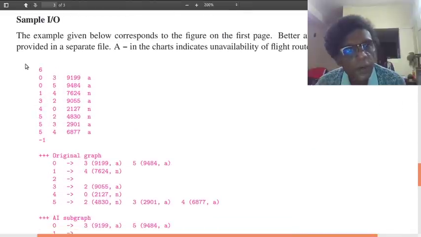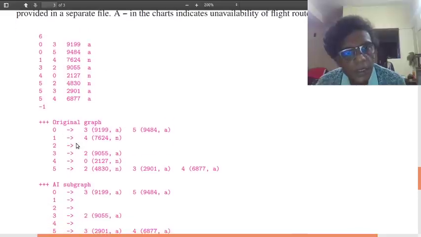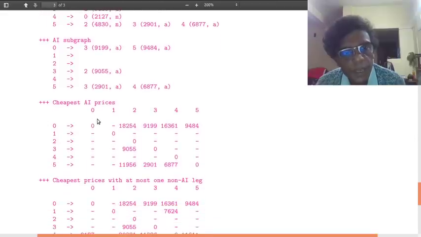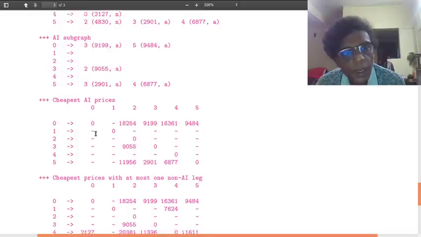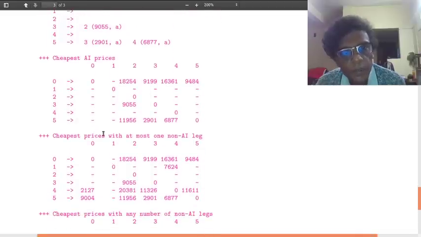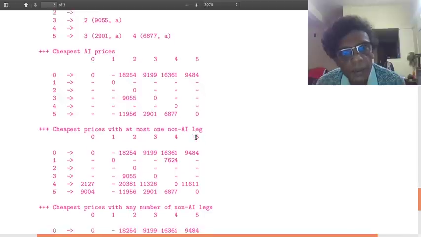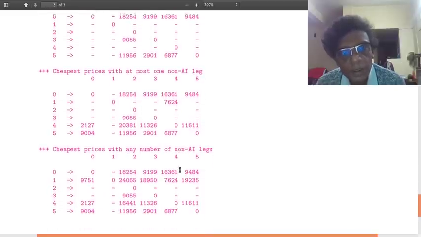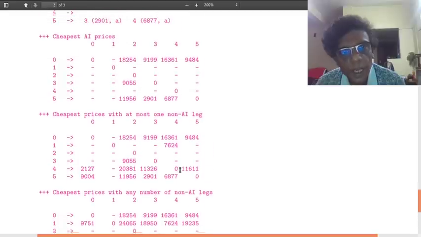And this is once again the IO format: number of vertices, source city, destination city, cost, and whether it's an Air India flight or a non-Air India flight. Then print the graph, get the AI graph and print it, and the cheapest AI prices. This is your chart 1. Minus means this is not served by AI. Then the cheapest price with at most one non-AI leg, and the cheapest price with any number of non-AI legs, provided that Air India does not serve that pair i to j.